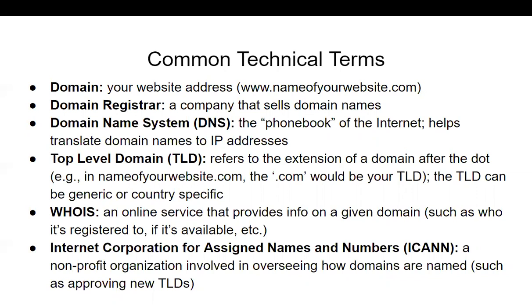You might see DNS in all caps, and that's the domain name system. It's basically the phone book of the internet, and it helps translate domain names to IP addresses, because domain names are actually a series of numbers. But as humans, it's easier for us to view domain names as actual names rather than just random numbers.